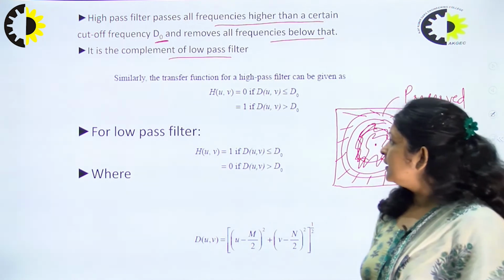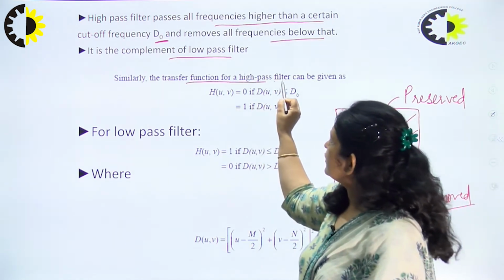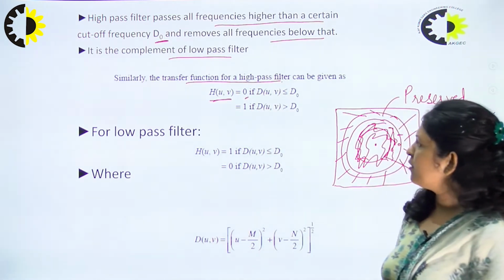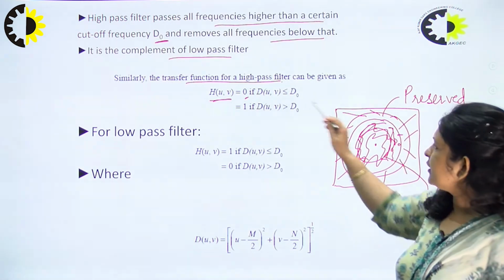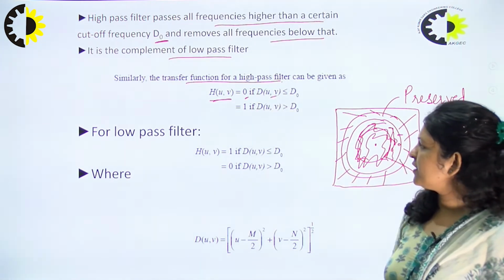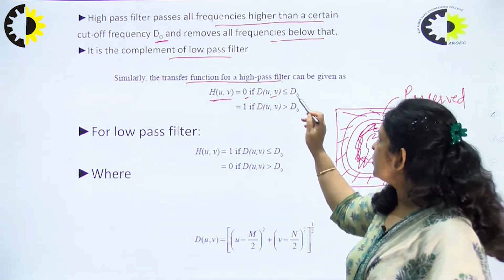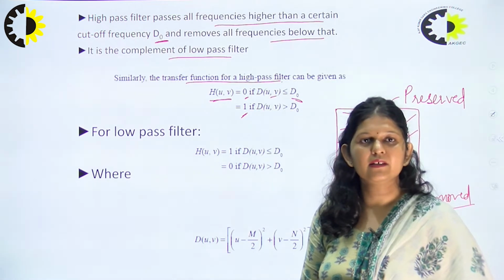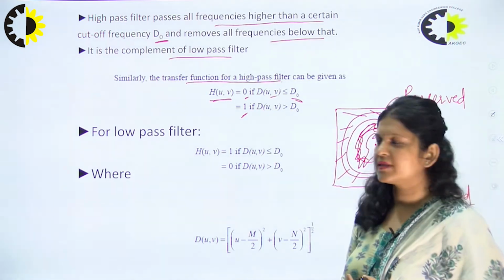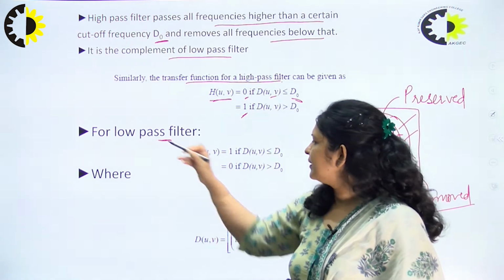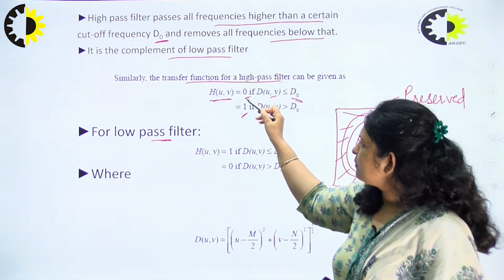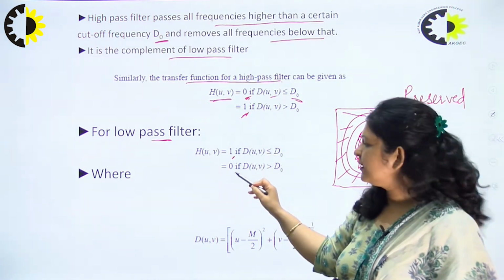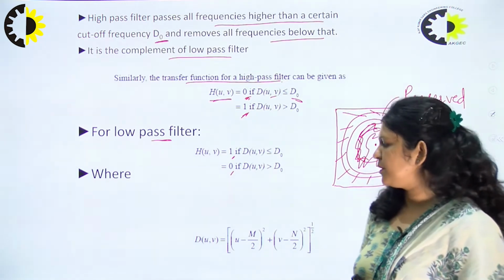Okay. So the transfer function for this would be H of u comma v is equal to 0 if D of u comma v, that is, for any frequency component u comma v, D of u comma v is its distance, is less than or equal to D0, and it is equal to 1 if D of u comma v is greater than D0. So higher frequency components would be preserved. For the low pass filter, it's just its complement. If here it is 0, here it is 1. Here it is 1, then this value would be 0. Both are complements of each other.